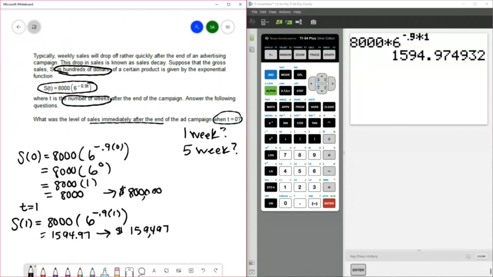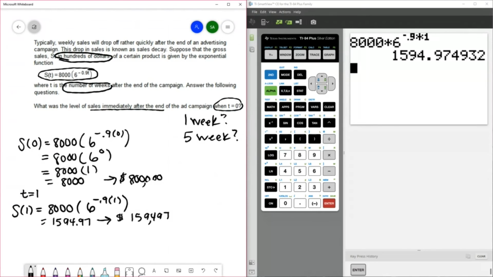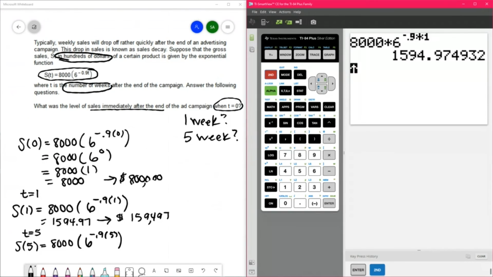And then if we want to find out what the level of sales are 5 weeks later, we're going to let T equal 5 and calculate S of T to be 8,000 times 6 to the negative 0.9 times 5. And I'll use this nice feature in my calculator. I can do second and hit enter, and that's going to give me the previous thing that I typed. And I'm going to go edit just that one number to be a 5.